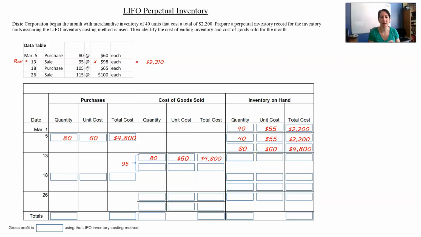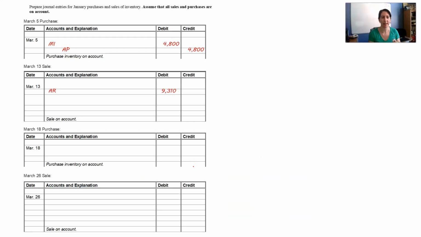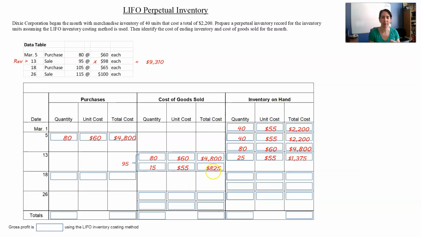You're going to sell 80 at $60. We're going to sell the most recent one. And we need to snag another 15 from this $55 layer. All right, which means we're left with, right, we had 40 and we sold 15 of them, so we're left with 25 at $55. That difference on grabbing the right inventory layer is the core difference between this and FIFO. All right, so we'll record that sale, accounts receivable sales, $93.10, and cost of goods sold merchandise inventory, $56.25, and that comes from the $4,800 and the $825 together from here.